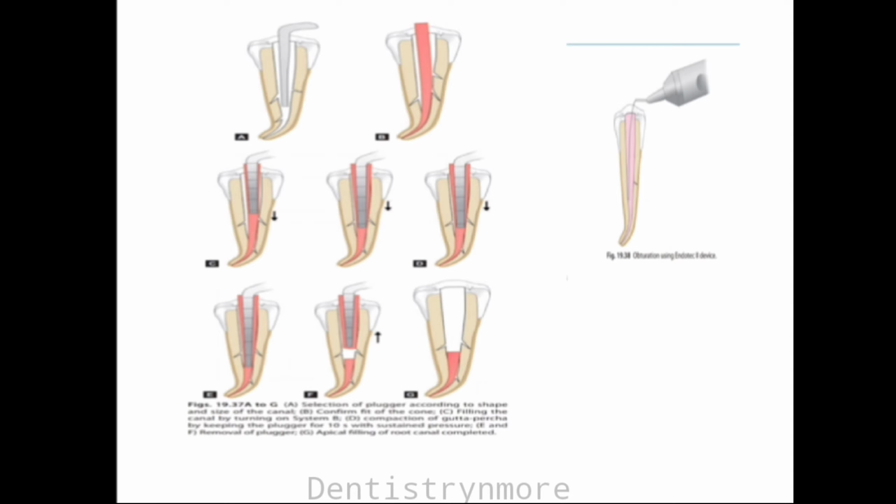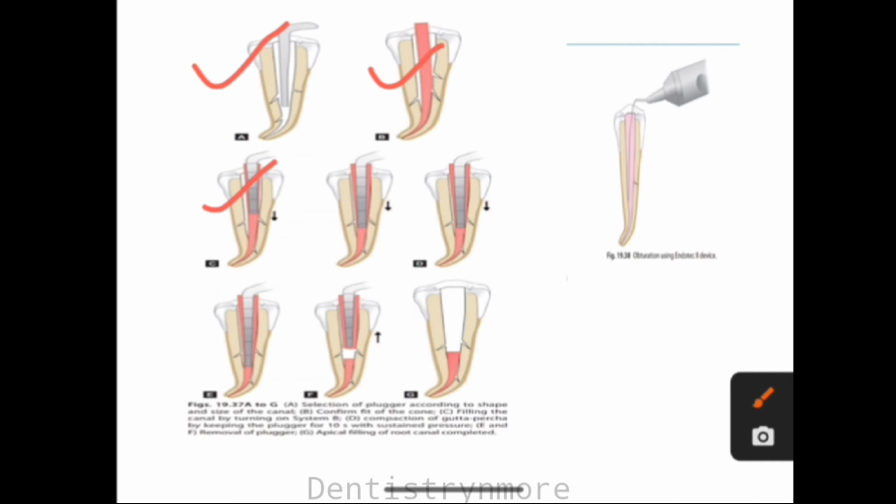The first figure shows the selection of the plugger according to the shape and size of the canal, and figure B shows the confirmed fit of the cone. C, the filling of the canal by turning the system. D, compaction of gutta-percha by keeping the plugger for 10 seconds with sustained pressure. F, the removal of the plugger is seen here. And G, apical filling of the root canal is completed. So this is about the vertical compaction technique.